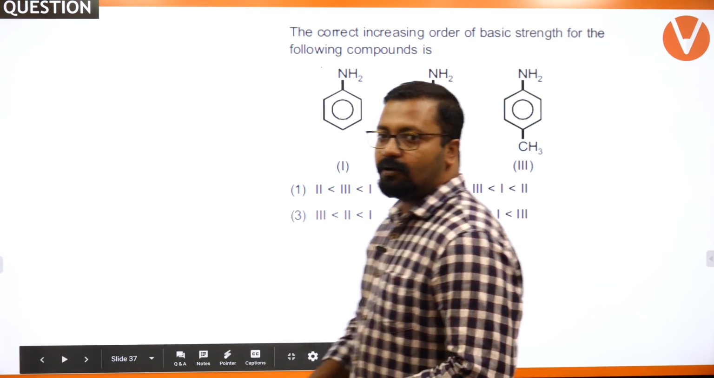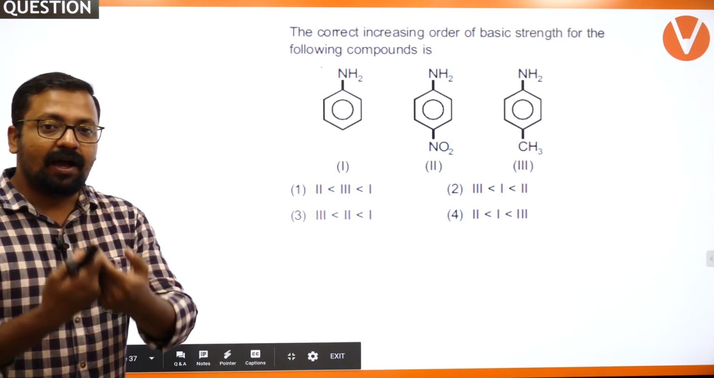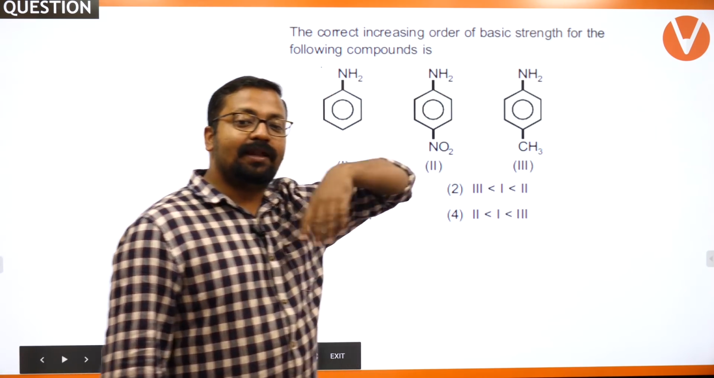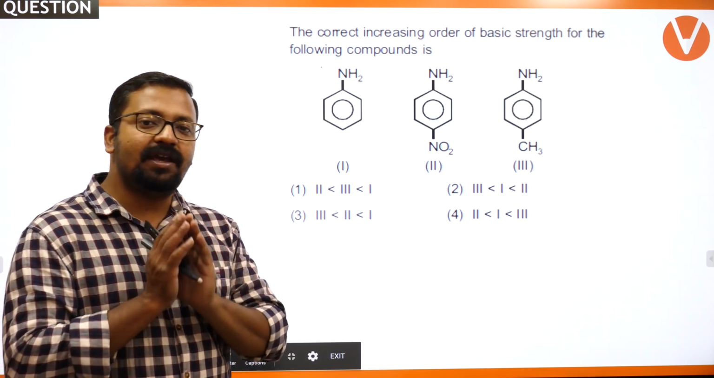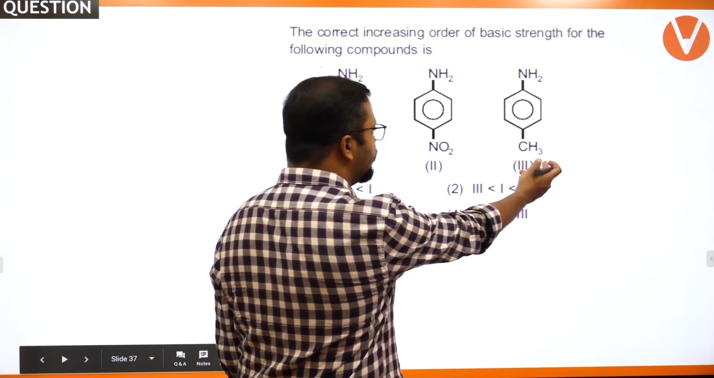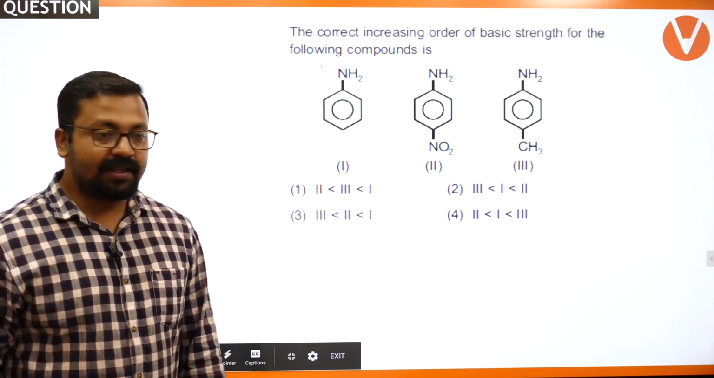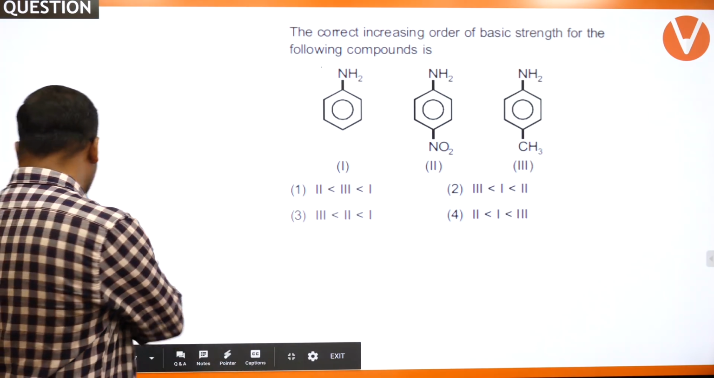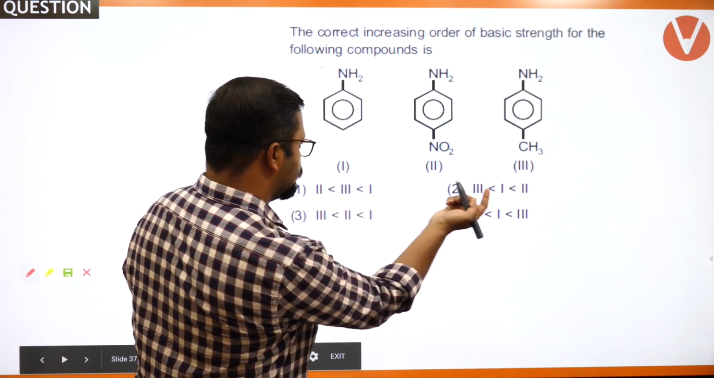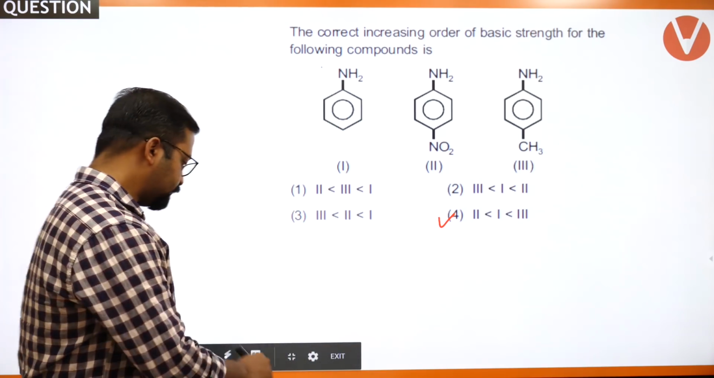Next, the increasing order of basic strength. Again, basic strength is a tendency to give a lone pair of electrons. Nitrogen's lone pair of electrons, the tendency will be enhanced if there is an electron pushing group present in the compound. So electron pushing group is present in third, not present in 1, and electron withdrawing group is present in second. So right answer should be 3, 1 and 2. So most basic will be third. The right answer should be fourth.